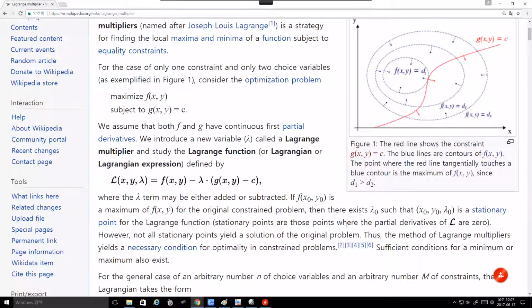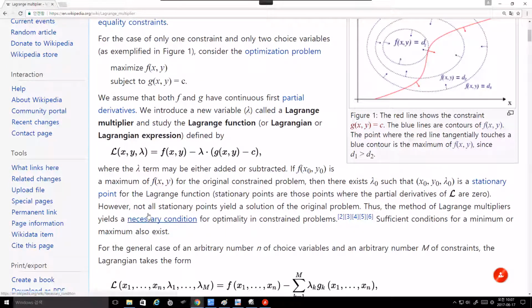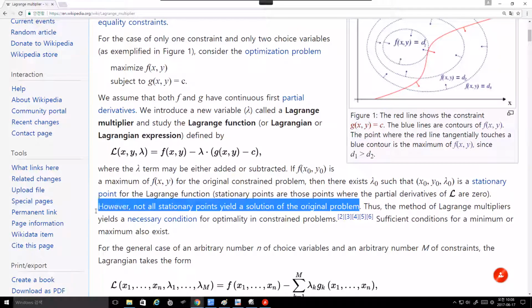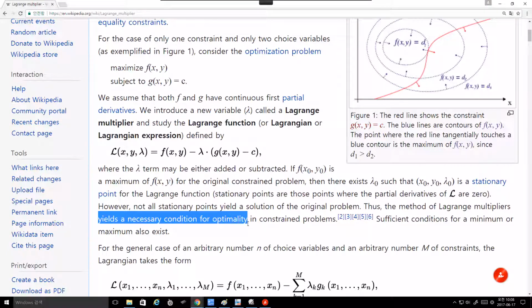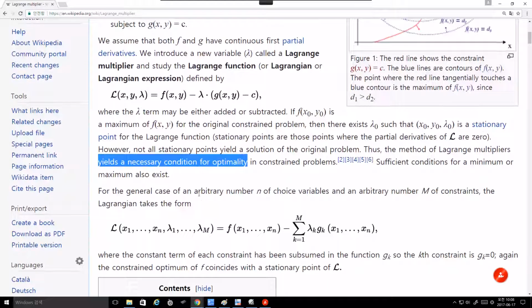Stationary points are those points where the partial derivatives of the Lagrangian are 0. Basically, the first order condition, or the gradient of the Lagrangian is 0. However, not all stationary points yield the solution to the original problem. Thus, the method of Lagrange multiplier yields a necessary condition for optimality, because there is possibly a saddle point, right? Maybe we want to find the maximum point, but it may lead to a minimum point or something like that. It has the general problem of the first derivative approach, the gradient approach. Sufficient conditions for minimum or maximum also exist.